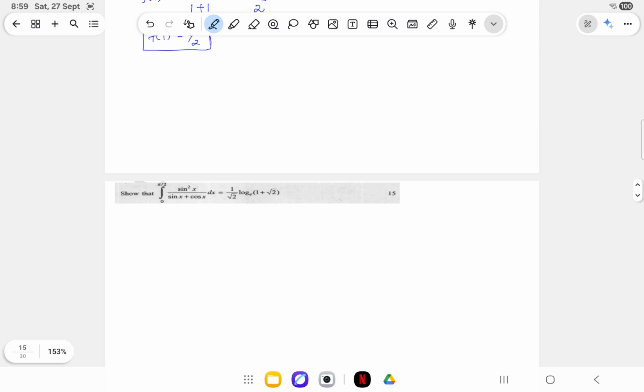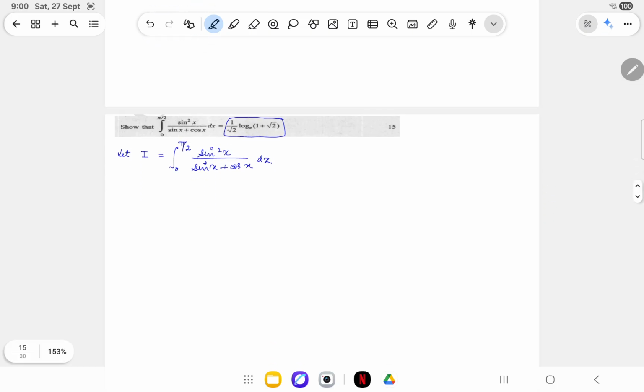The next question says that they have given us a definite integral and we are supposed to show that its value is equal to this term. Let us name the integral that we are supposed to find as I. So our I is equal to the integration from 0 to pi by 2 of sine square x divided by sin x plus cos x dx.